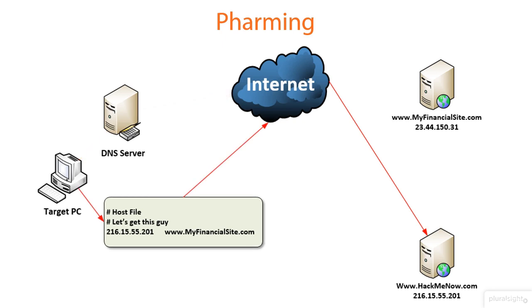So in this case, if we're able to modify that host file, you'll see the legitimate IP address of my financial site is actually 23.44.150.31. We're going to modify it on the target PC and say, nope, the IP address is going to be 216.15.55.201, and we're going to link that to the URL www.myfinancialsite.com. So when the user at the target PC types in that web address, instead of going to the legitimate website, they're actually going to be redirected to www.hackmenow.com.